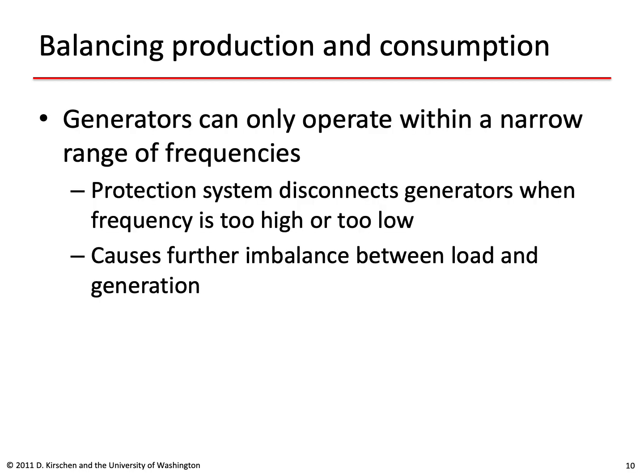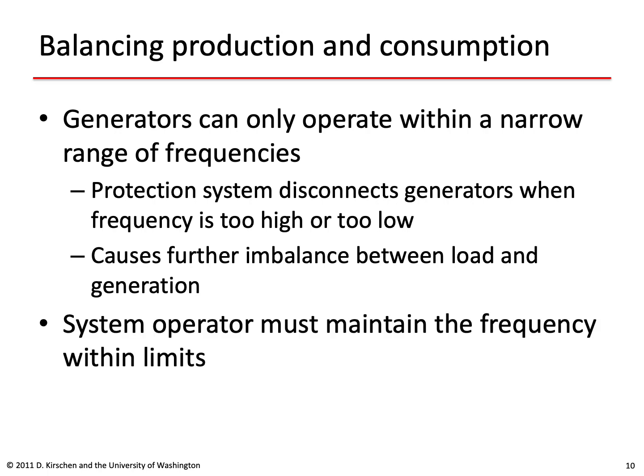Now, generators can only operate within a narrow range of frequency. That's why the system operator needs to keep the frequency close to the nominal value of 60 Hz or 50 Hz. If it doesn't keep the frequency within this narrow range, the protection system of the generators will disconnect these generators when the frequency is too high, and this will cause further imbalances between load and generation. So that's why the system operator must maintain the frequency within these limits.